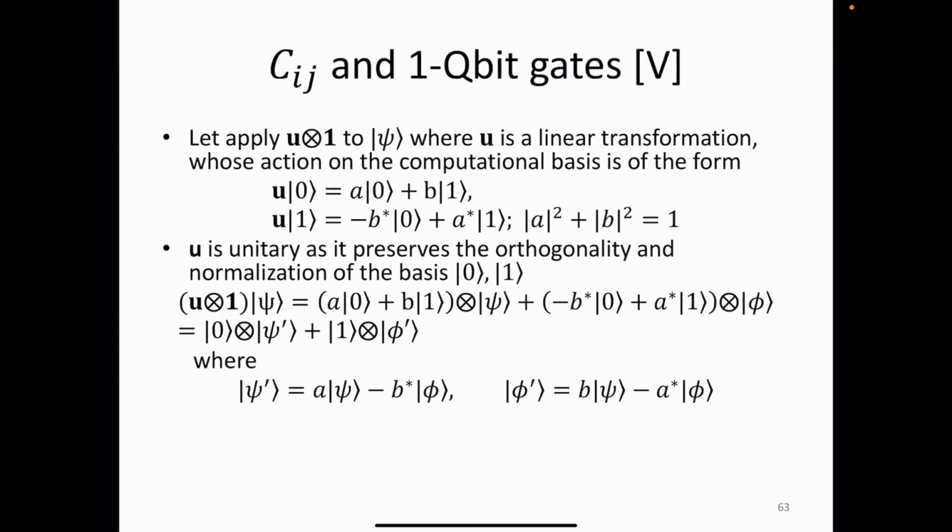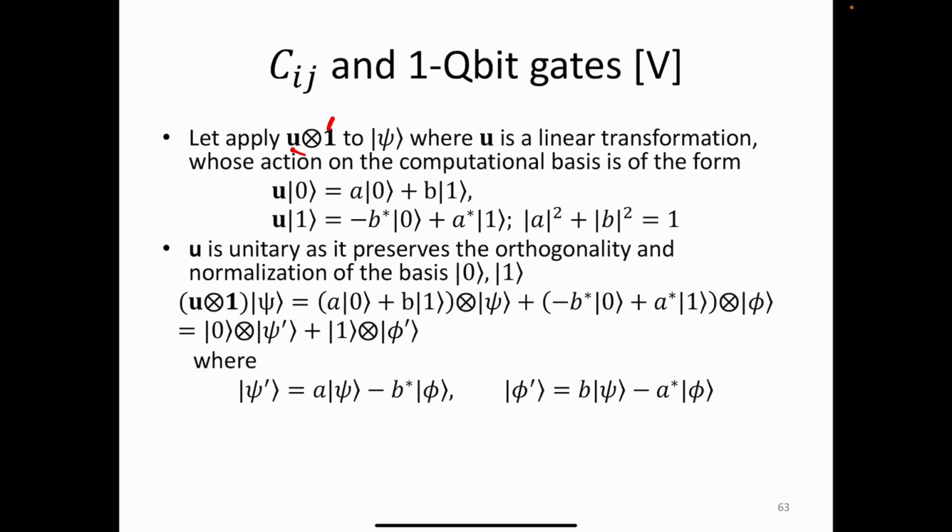Okay, now let us apply a unitary, U with a tensor product of 1, so here this is the identity again, to the state psi, where U is a linear transformation whose action on a computational basis is of the form: U applied to 0 gives us A with the state 0 plus B with the state 1, and U applied to the state 1 gives us minus B star with 0 and plus A star with 1. Okay, and for both we have the squared amplitudes again, they must sum to unity.